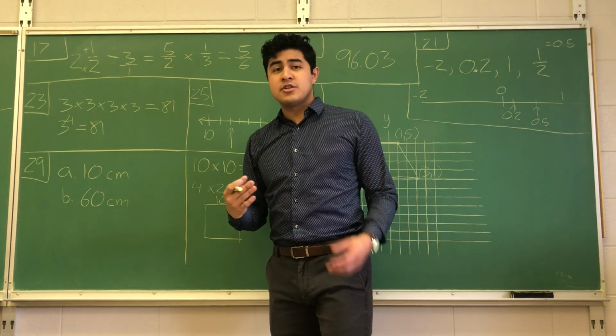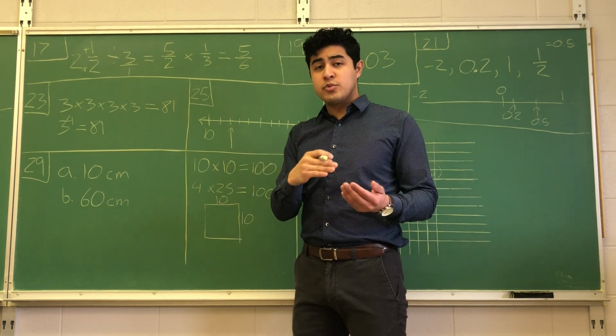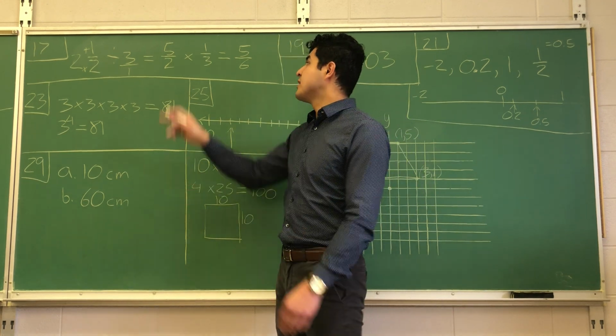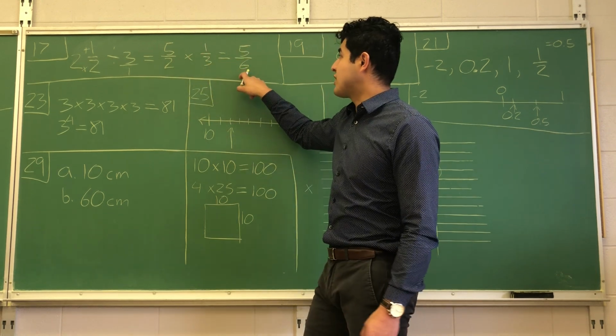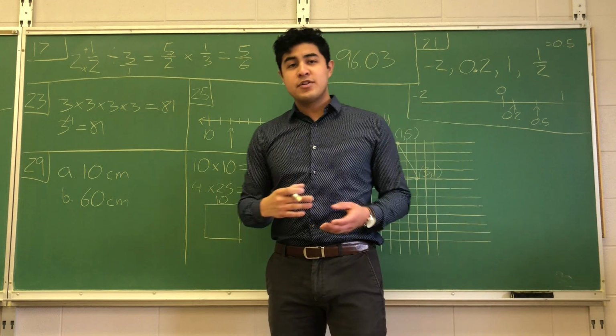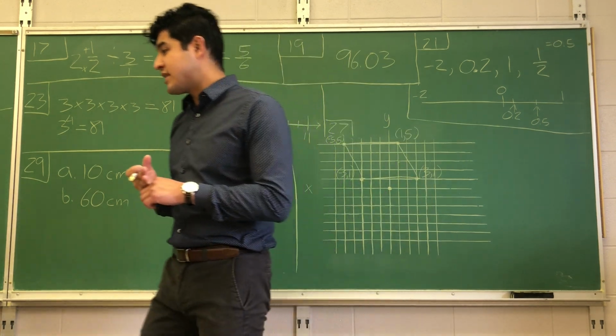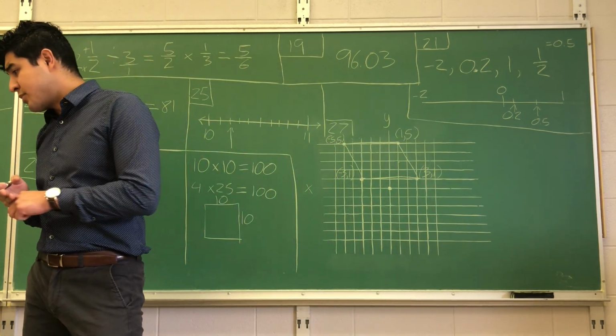When multiplying fractions, we multiply the numerator with the numerator and the denominator with the denominator. So in this case, 5 times 1 equals 5, and 2 times 3 equals 6. 5 over 6 can't be reduced any further, so that is your final answer, 5 over 6. Next, let's go on to number 19.